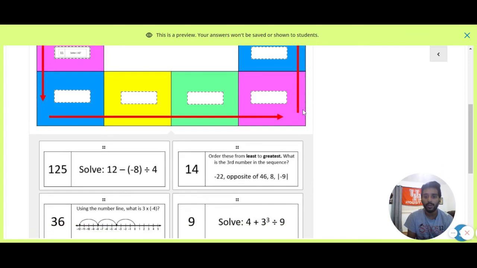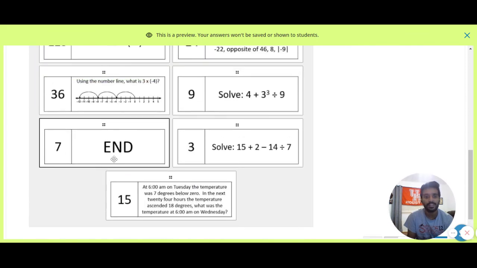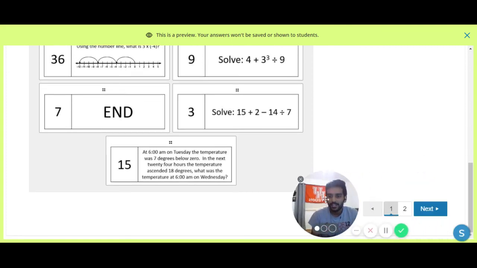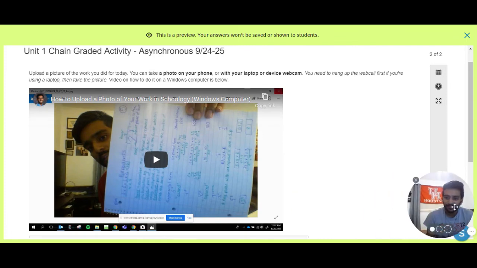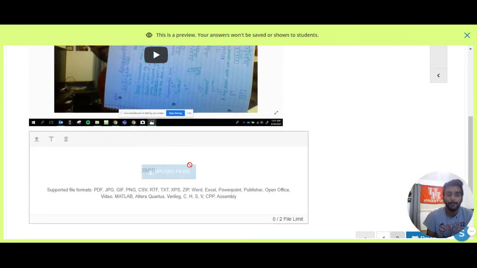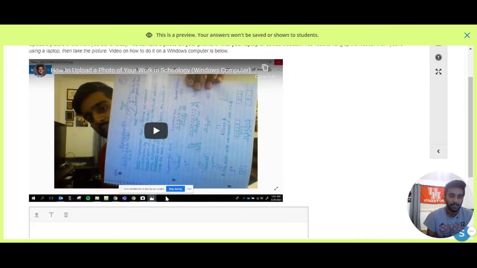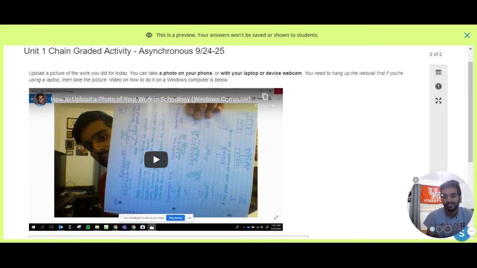You're going to go all the way around your game board, and you should end with this end card. So 7 should be the answer to your last problem, okay? Once you're done, you're going to click on the number 2, click next, and then upload a work or a picture of your work clearly into the assignment. If you don't have a picture of your work, you will not get full credit.